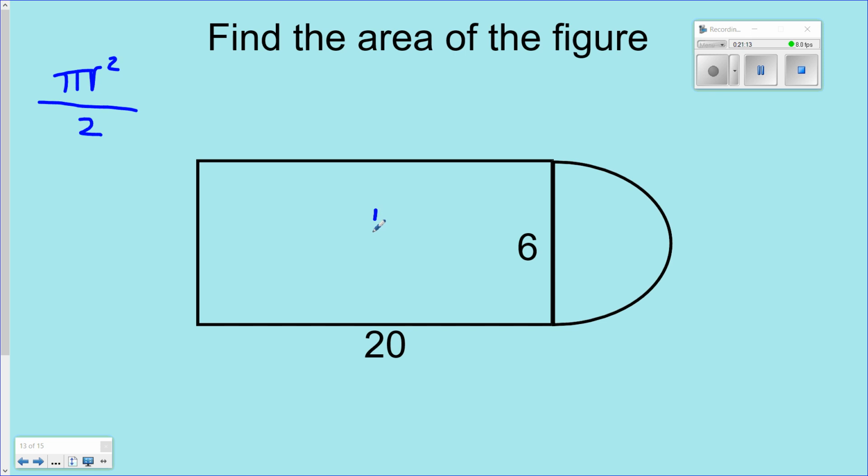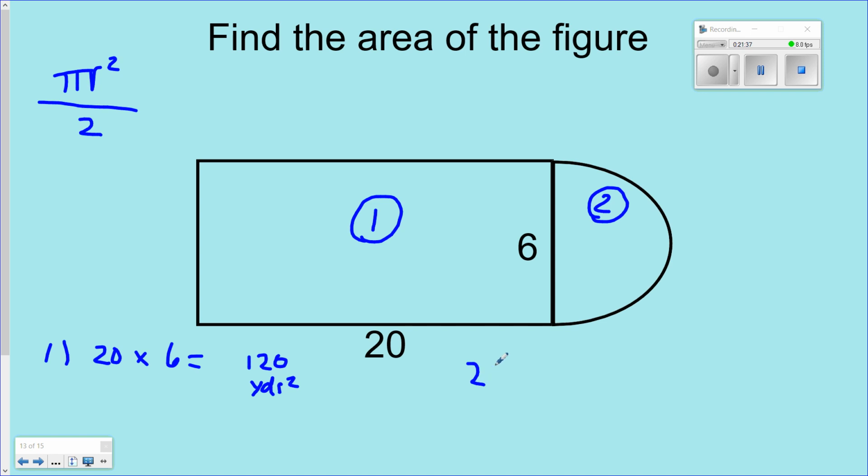So let's see, we'll make this 1, we'll make this 2. Okay, so my rectangle was base times height, so 20 times 6 equals 120. We'll do yards. Yards squared. Okay, and then we have to do my semicircle.